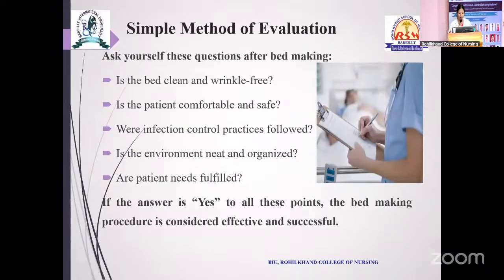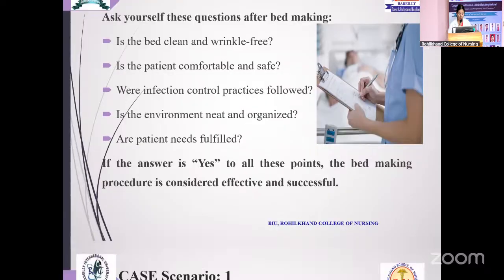And a simple method of evaluation: Is the bed clean and wrinkle free? Is the patient comfortable and safe? Was the infection control practice followed? Is the environment neat and organized? Are the patient's needs fulfilled? If yes, then these points of bed making are met.